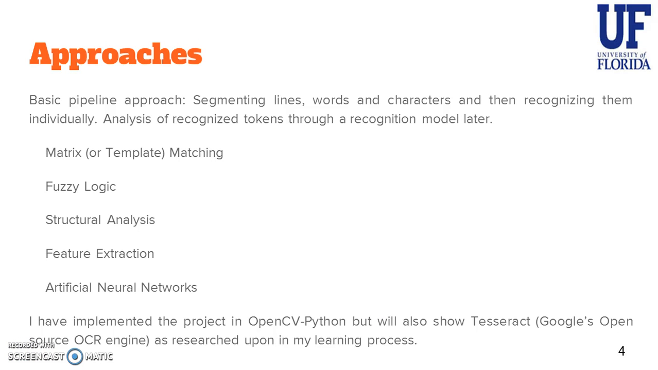As described in the previous slide, there is a basic pipeline approach to this problem. Lines, words, and characters are segmented and then recognized individually. The recognition analysis is based on a model which may be any of the following: matrix matching, fuzzy logic, structural analysis, feature extraction, or using artificial neural networks. I have implemented the project in OpenCV, and I have also researched Tesseract, which is Google's open source OCR engine, and that will be demonstrated at the end of my presentation.